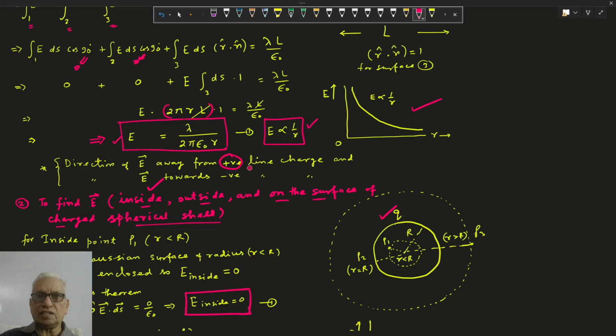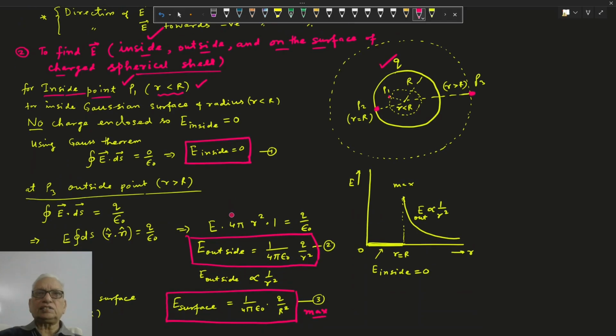So we have to find the electrical field at point P1 inside, at point P2 on the surface, and at point P3 which is outside the spherical shell. We first find the electrical field at point P1 inside, where small r, the variable radius, is less than capital R. Capital R is the radius of the spherical shell. So the Gaussian surface inside has radius small r less than capital R. As there is no charge enclosed inside, the electrical field must be 0. By Gauss theorem also, Q is 0, so the electrical field must be 0, given by equation 1.